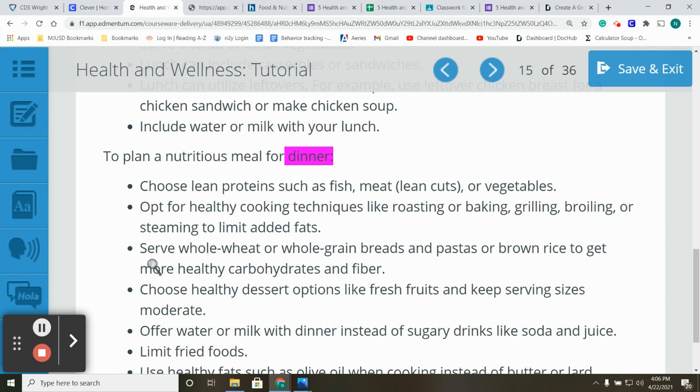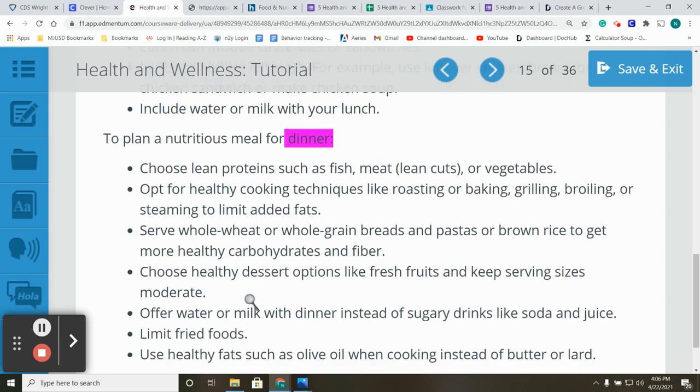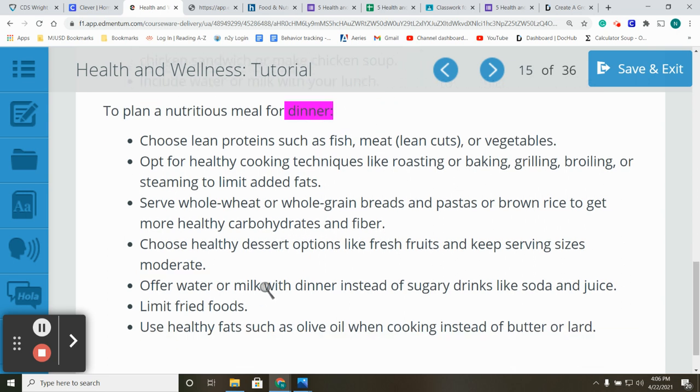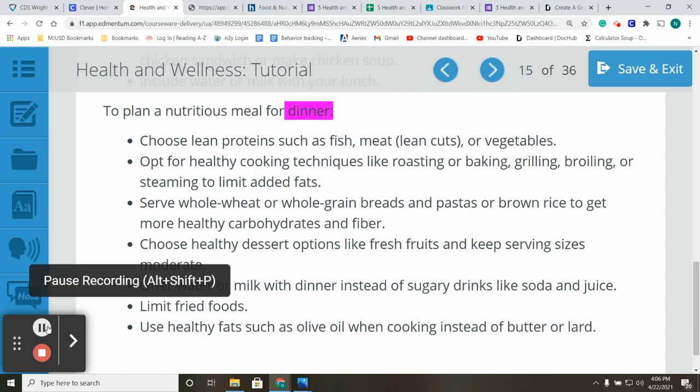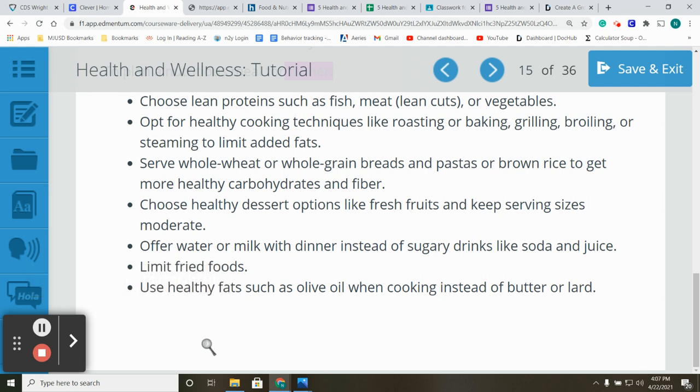To avoid added fats. Serve whole wheat or whole grain breads and pastas or brown rice to get more healthy carbohydrates and fiber. Choose healthy dessert options like fresh fruits and keep serving sizes moderate. Offer water or milk with dinner instead of sugary drinks like soda and juice. Limit fried foods. Use healthy fats such as olive oil when cooking instead of butter or lard.